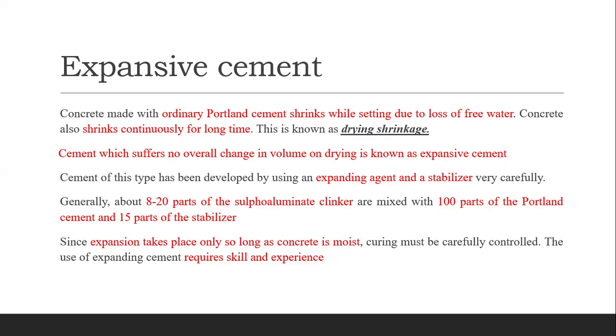8 to 20 parts of sulfo-aluminate clinkers are mixed with 100 parts of Portland cement and 15 parts of stabilizer, so that this expansive media will be uniformly mixed throughout the cement. Once you mix this expansive cement with water, drying shrinkage will not be seen. In the case of this expansive cement also, you do not require any skilled labor. Conventional masons are more than enough.